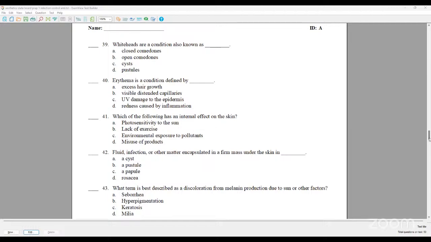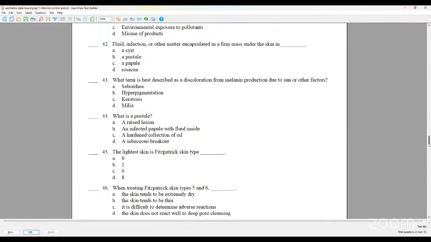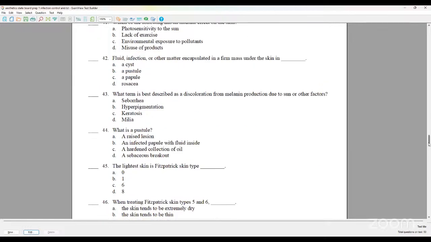42. I got 42, 43, and 44. Amber, I'm gonna start y'all back off at 45. So 42, fluid, infection, or any other matter encapsulated in a firm mass under the skin is, let me see. A cyst.